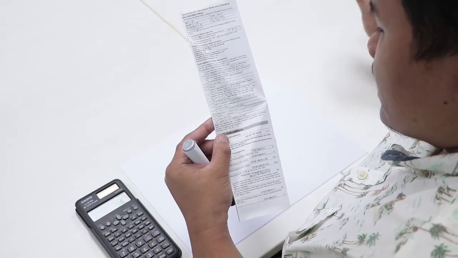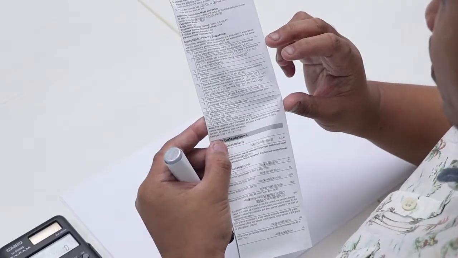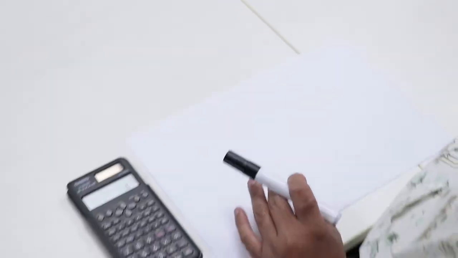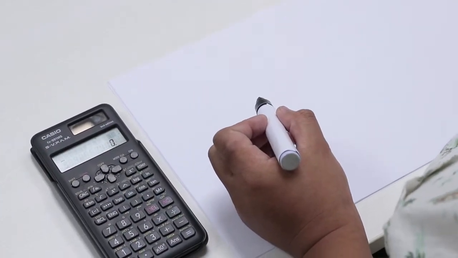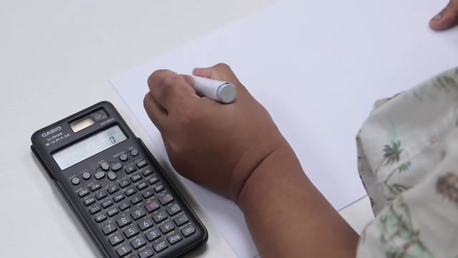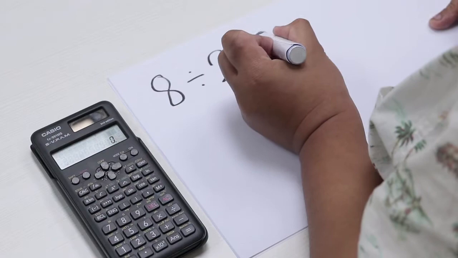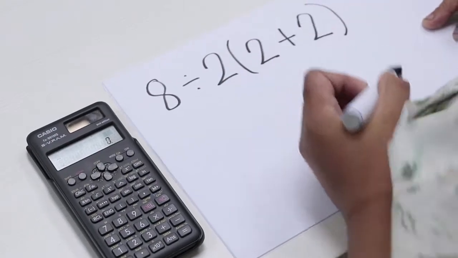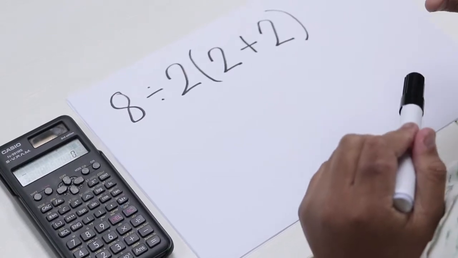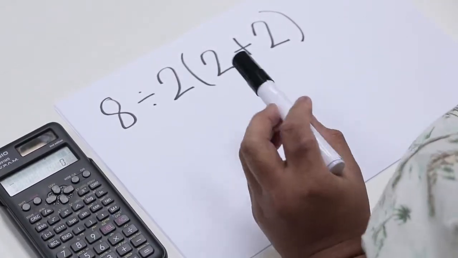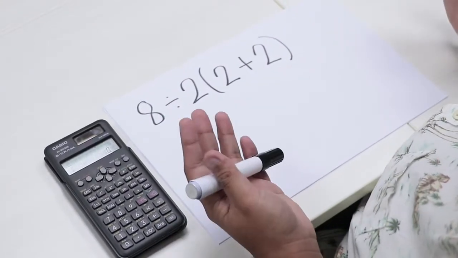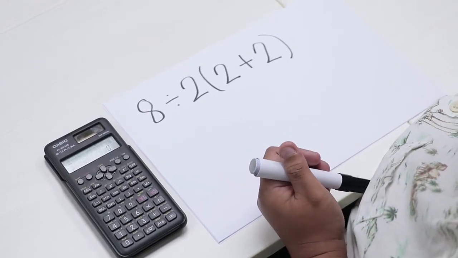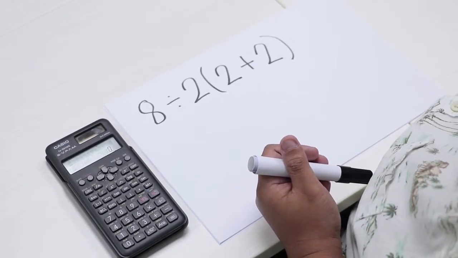So let's try to apply this calculation priority sequence using some examples. For example, we have this, if you know it, one of the viral math problems that appear in math quiz groups. So this one: 8 divided by 2 times 2 plus 2, or something like that. What is the value of this? It is being argued in math forums. Is the value 1, or is it 16?